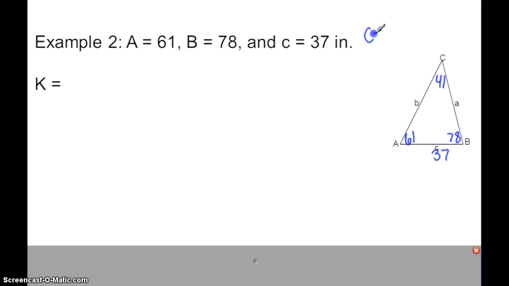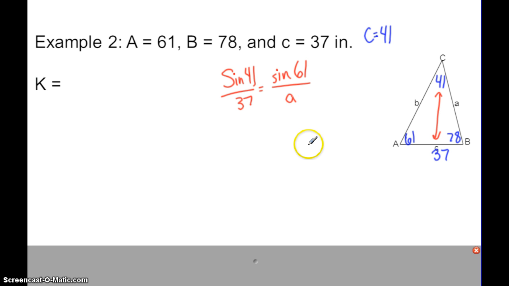So if angle C is 41, then I can use this pair that I have here to find another side. So I'm going to use law of sines. Sine 41 over 37 equals sine, and I'm just going to pick one. Let's say angle A, so sine 61 over a. So I'm going to solve for side a. You could easily do the same thing solving for side b. Right? And so if I cross multiply, solve for a, I get that a equals 49.3.